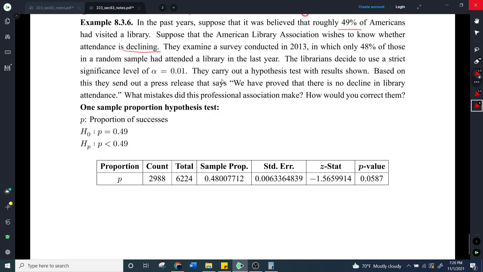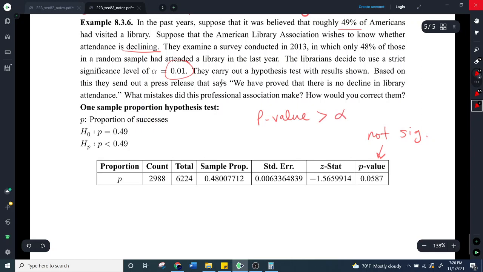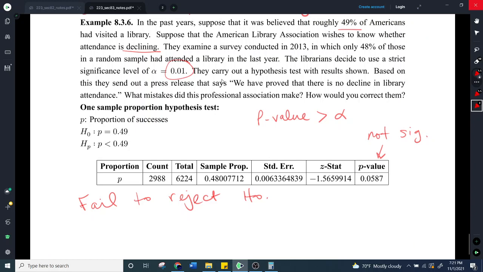Okay, so a couple of things to note. They used a significance level of 1%. The p-value is 0.057. Even at a 5% level, that is not significant, right? That is not smaller than the alpha level. So the p-value is actually larger than the alpha level. So what does that mean? That means that we would fail to reject the null hypothesis. That means we have evidence to support that the population proportion is still at 49%.